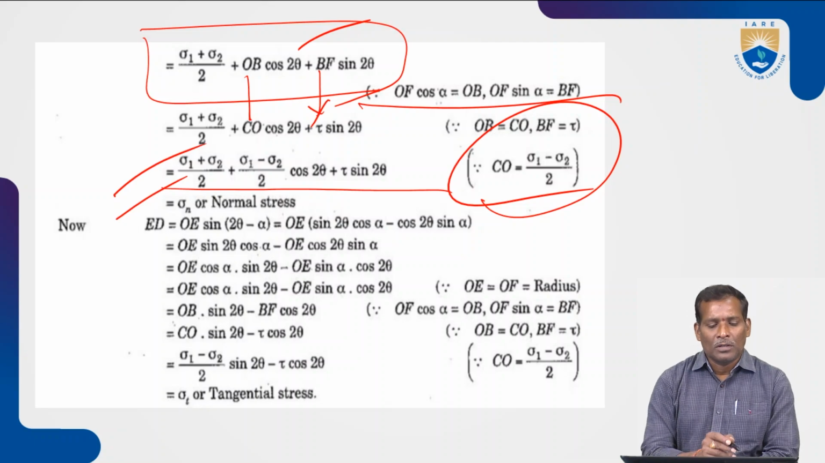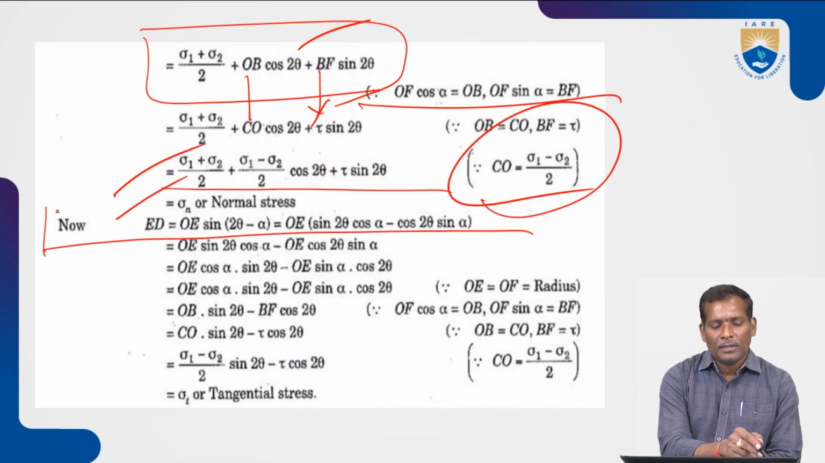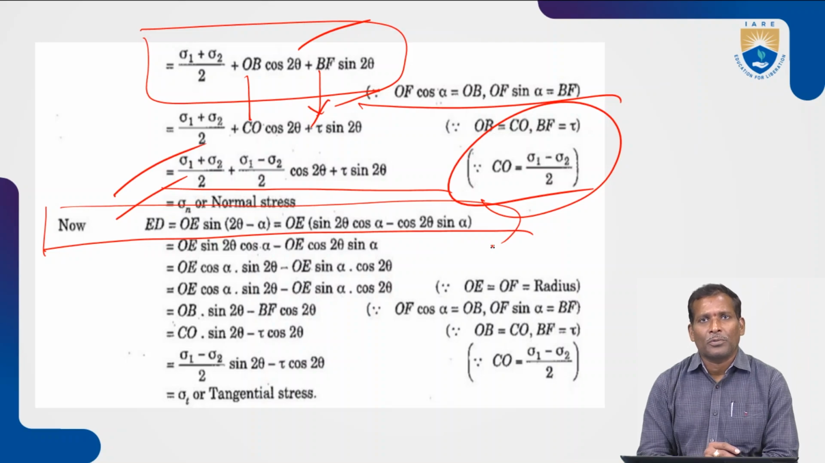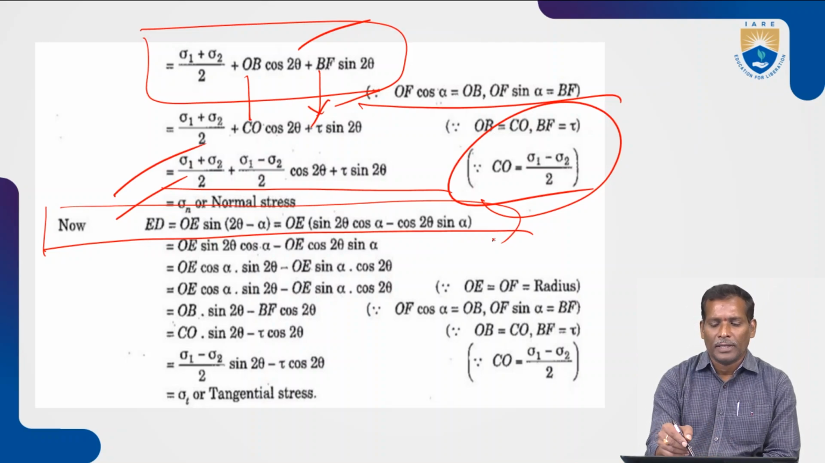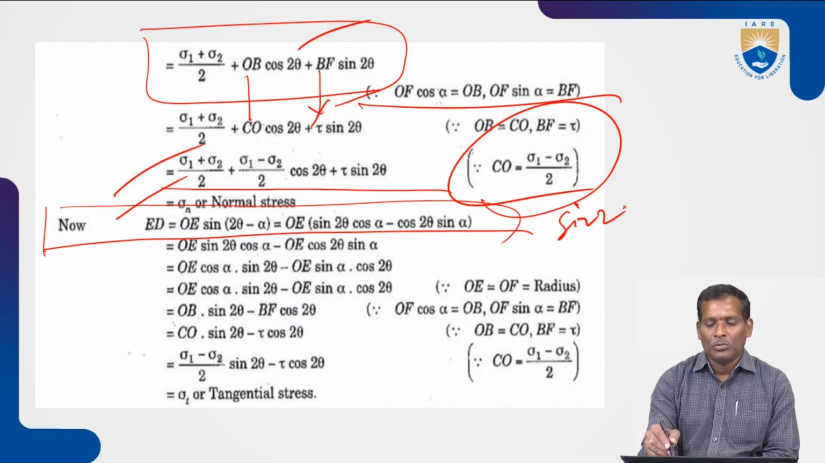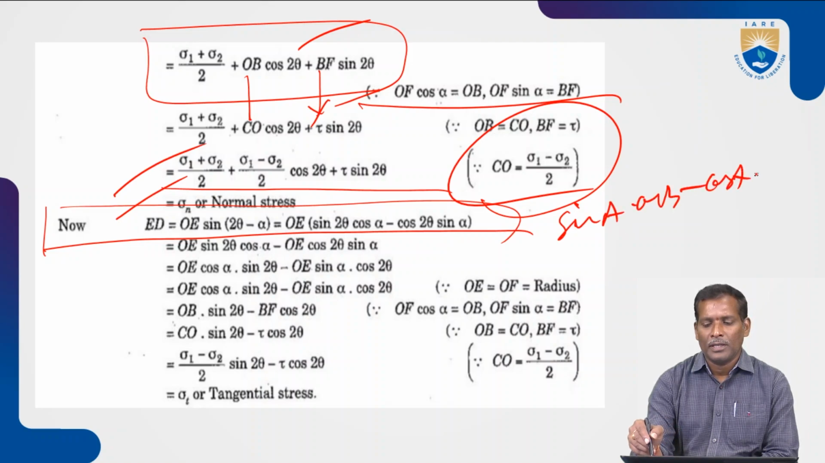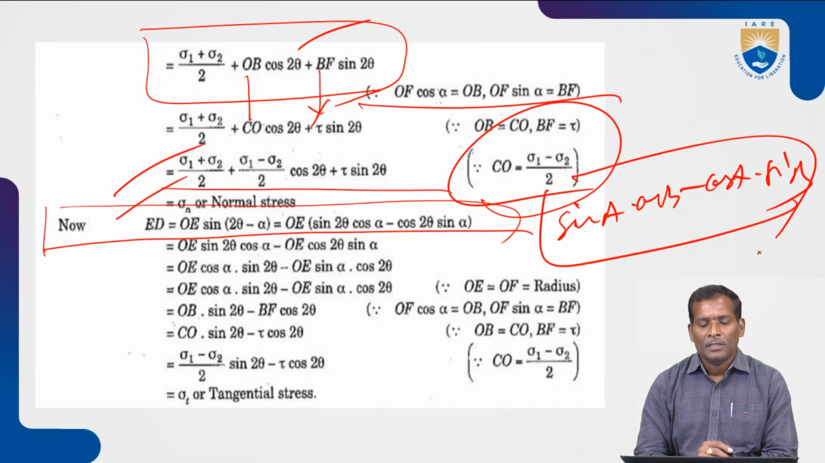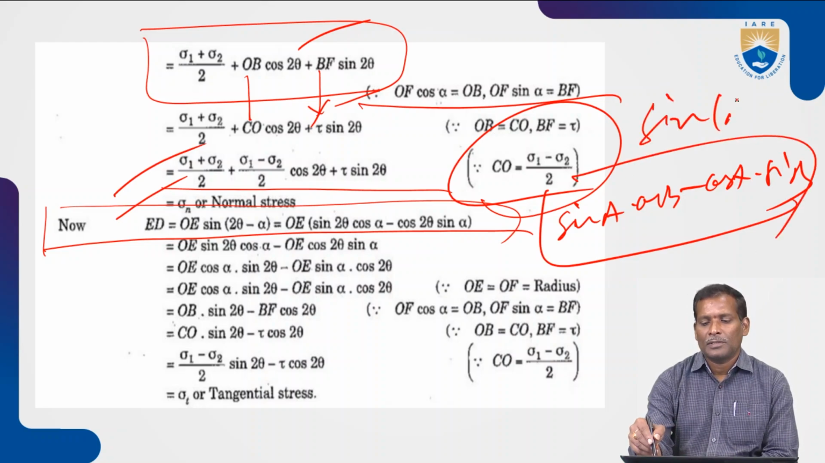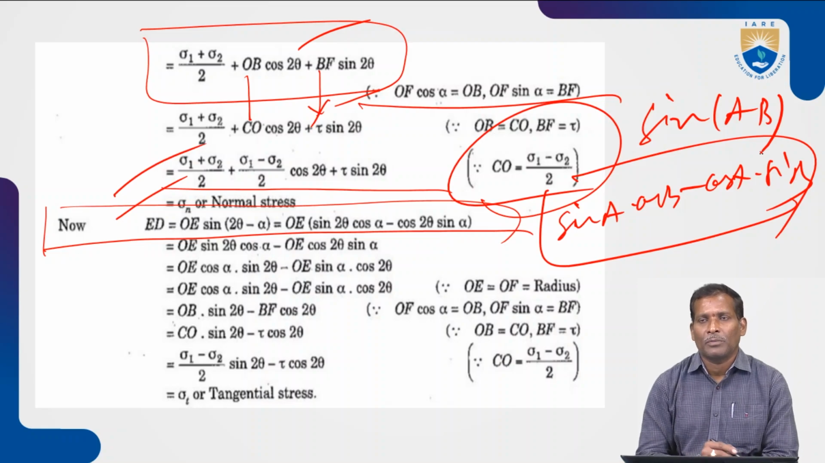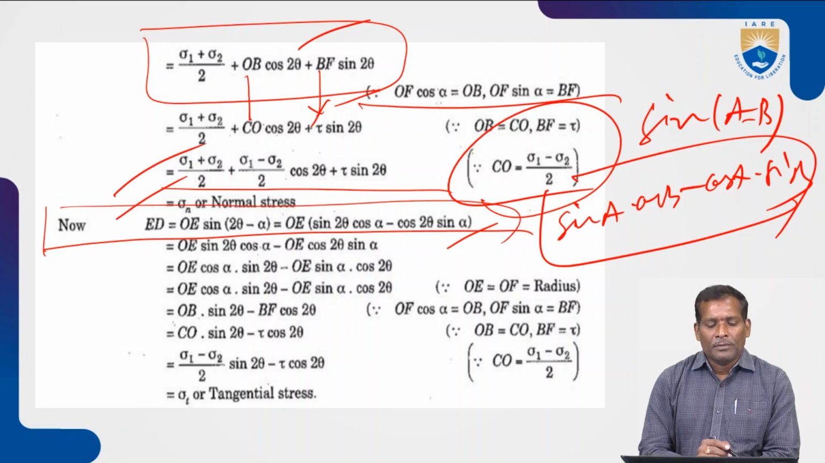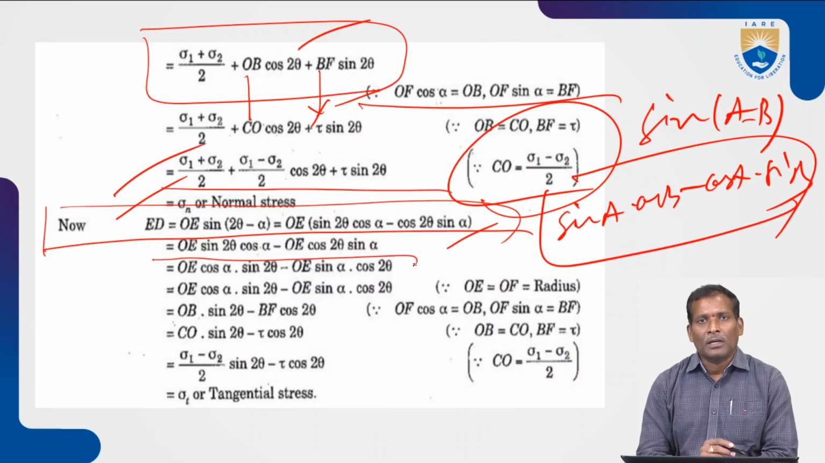So now the ED, write like this: OE into sine 2 theta minus alpha, and again write this equation according to the trigonometric formula: sine A cos B minus cos A sine B, sine A minus B. Use the sine A minus B formula and then substitute. Simplify here, you will get OE sine 2 theta cos alpha minus OE cos 2 theta sin alpha.